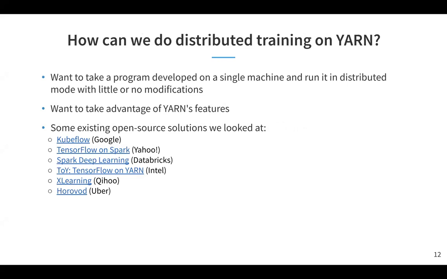And we actually did a lot of research before we started the Tony project, because you don't want to reinvent the wheel if you can just take advantage of all the existing open source projects. So we did quite a lot of research and also experiments with different frameworks. Here are a couple of pretty popular and common open source frameworks or solutions from the industry. We have Kubeflow from Google. We have TensorFlow on Spark from Yahoo, and also Spark Deep Learning from Databricks. And Toy from Intel, and also XLearning from Qihoo, and Horovod from Uber.